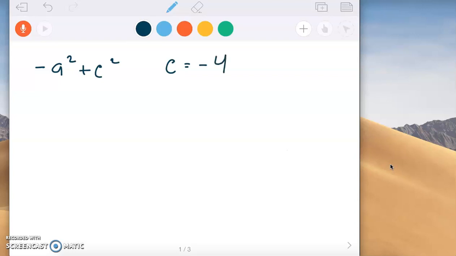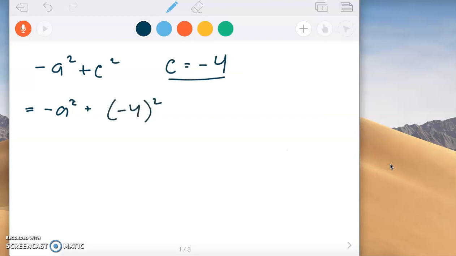One thing just to point out is that we're only given a value for one of the variables, c. That means our answer should have a in it when we're done. We don't know what a is. It's still going to be a variable, whereas c, we're given a value. So we know that this equals negative a squared plus negative 4 squared.